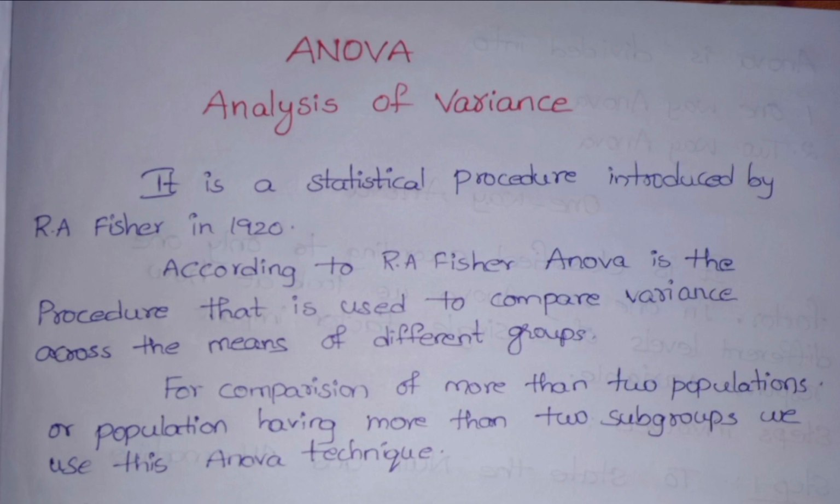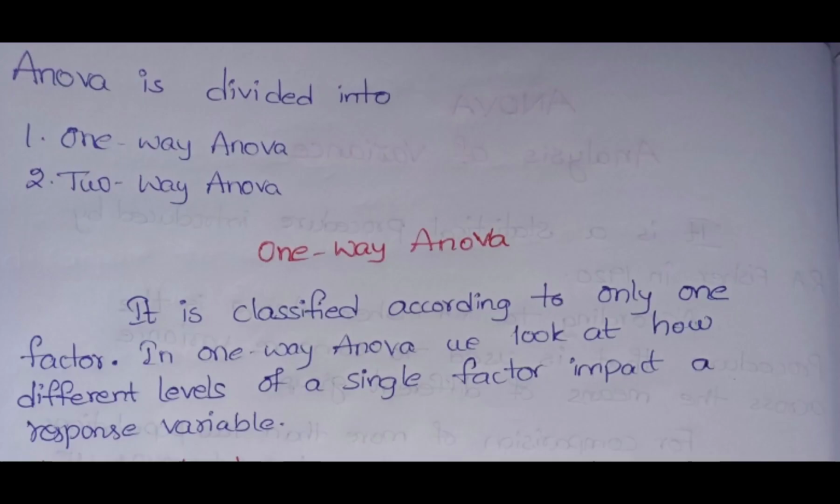ANOVA is divided into two types. One is one-way ANOVA or one factor, and the other is two-way ANOVA or two factor. So today in this video we are going to discuss one-way ANOVA. It is classified according to only one factor. In one-way ANOVA, we look at how different levels of a single factor impact a response variable or a dependent variable.